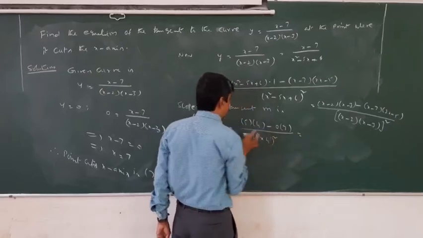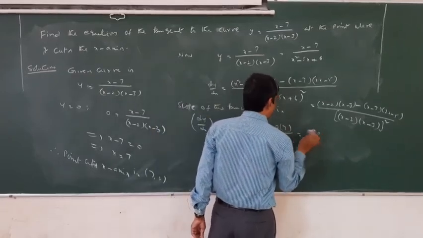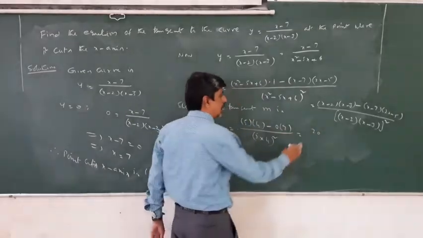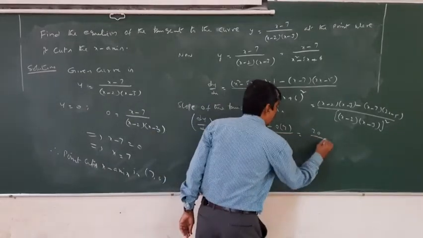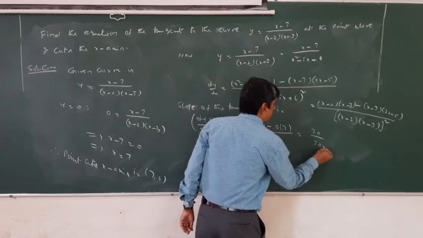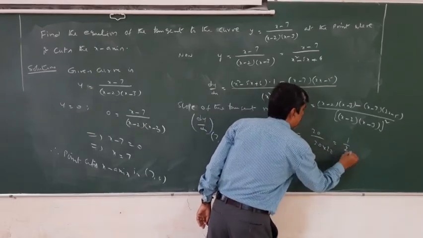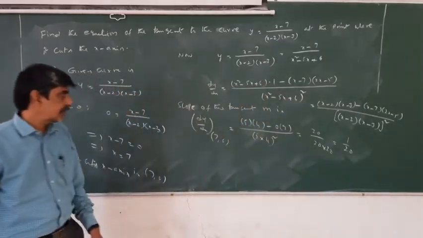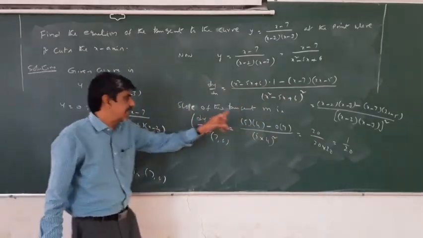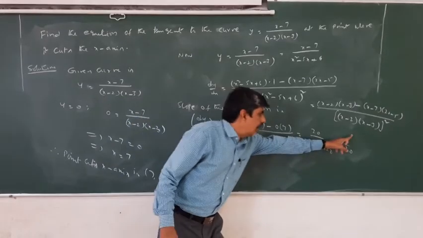So this is nothing but 5 into 4 is 20, minus 0 into 9 is 0, so 20 minus 0 is 20, over 20 square, which means 20 into 20. So 20 by 20 into 20 means 1/20. So the slope of the tangent m is 1/20.